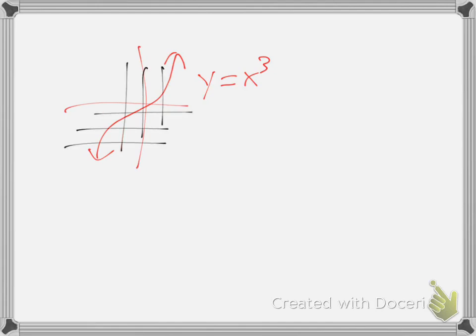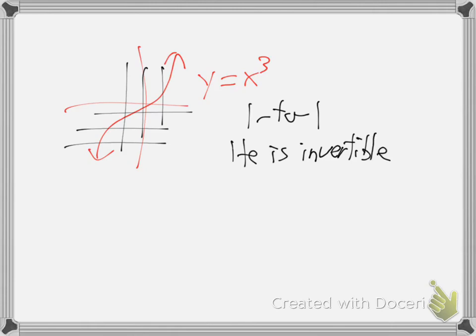So what would do that? That'd be something like the snake. We like the snake. Y equals x cubed, right? He passes all the tests. Every horizontal line hits only 1 point. Every vertical line hits only 1 point. He is a one-to-one function. So he's invertible. He can be inverted.